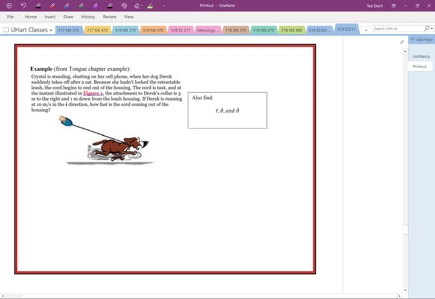Let's see. All right, so Crystal is standing chatting on her cell phone when her dog Derek suddenly takes off after a cat. Because she hadn't locked the retractable leash, the cord begins to reel out of the housing. That's like an R dot, isn't it? The cord is taut, and at that instant illustrated, the attachment to his collar is 3 meters to the right and 1 meter down, right? So it goes 3 meters here, 1 meter here. If Derek is running at 10 meters per second, how fast is the cord coming out of the housing?